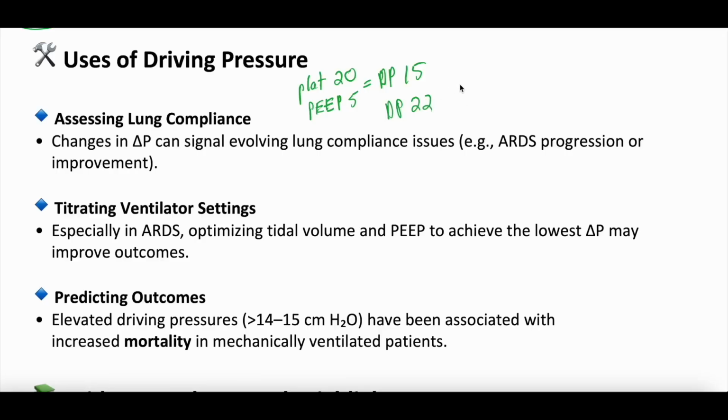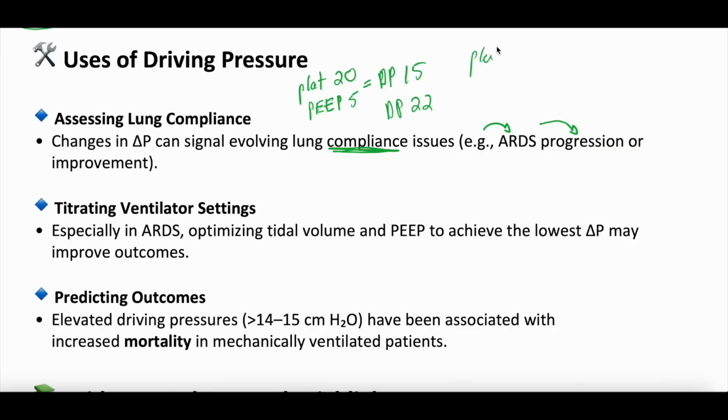What you're essentially saying now is the compliance has changed. Something's going on. Maybe the patient is developing worsening ARDS. Maybe they're having progression of illness, because the driving pressure has gone up even though you haven't changed the PEEP. That suggests that the plateau pressure is going up. Same thing in the opposite direction, right?